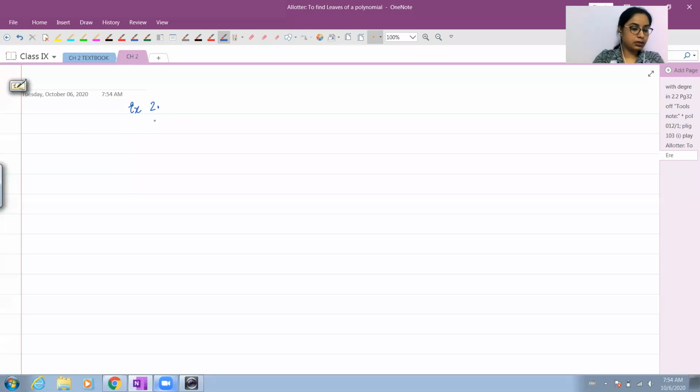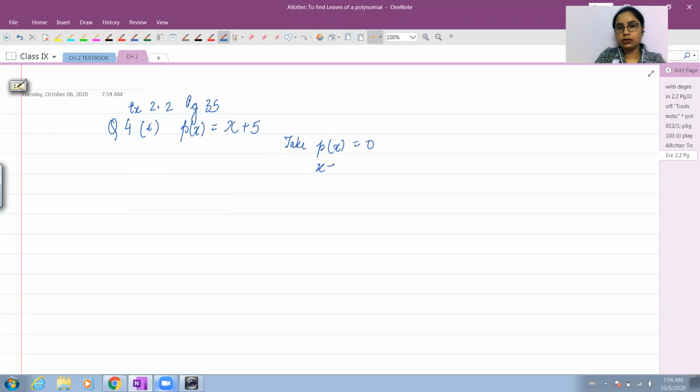It's page number 35. So I'm simply writing down the answer. Take your polynomial equal to 0 and find out x. That's it. This is what you want.